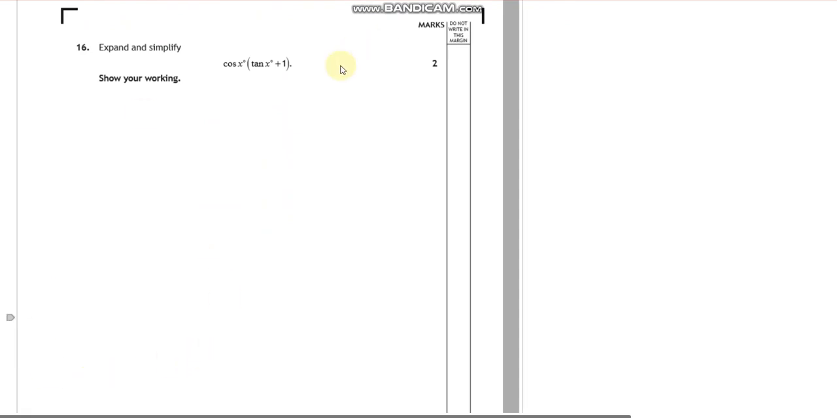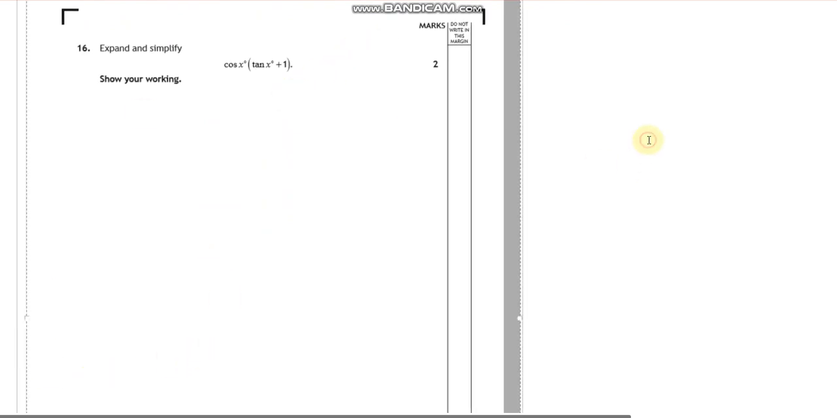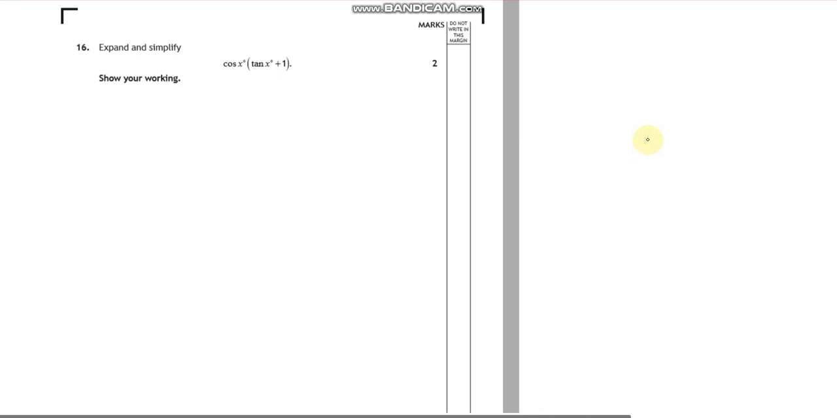Okay, last few questions. This one, there are two things you have to remember that you are not given. Sin x over cos x is equal to tan x. And sin squared x plus cos squared x is equal to 1. So sometimes you see that written as cos squared x equals 1 take away sine squared x, or sine squared x is 1 take away cos squared x. So watch out for that.